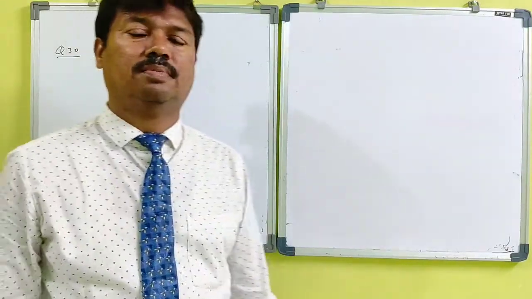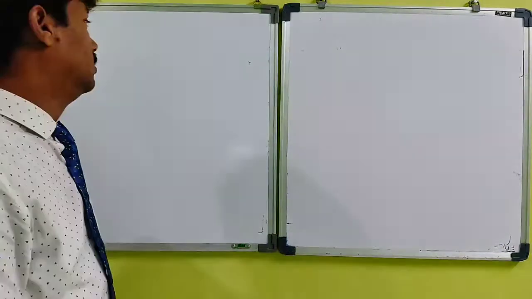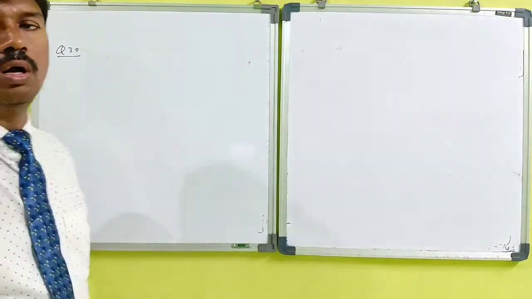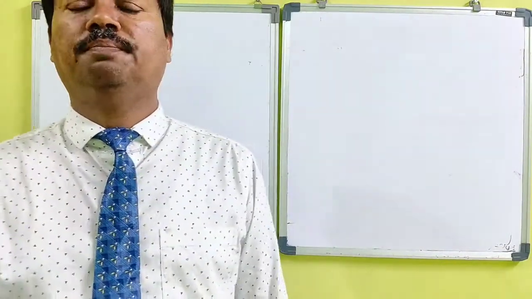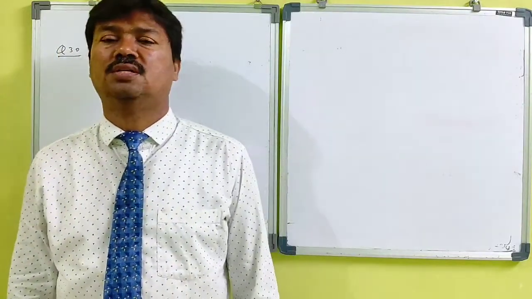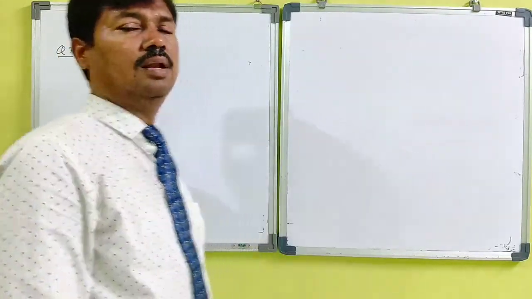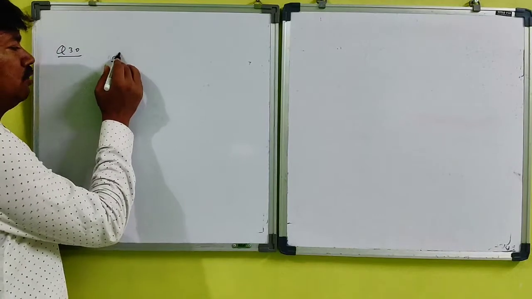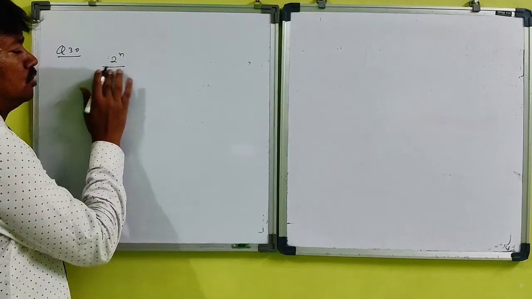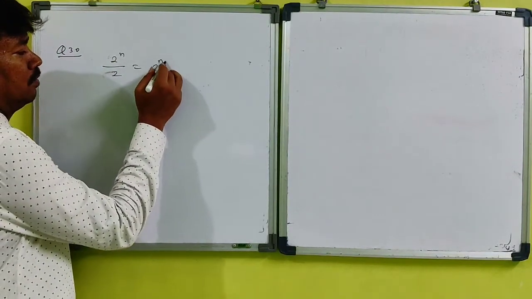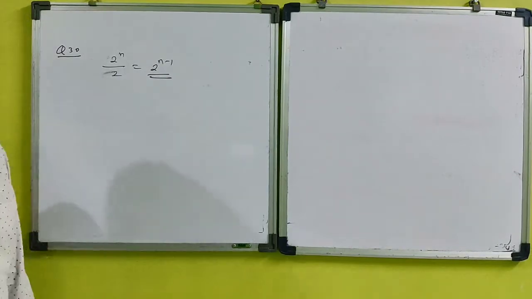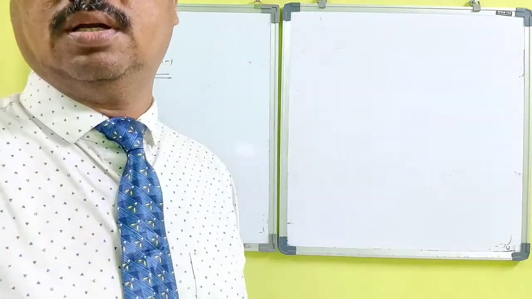Question number 30 is a simple formula. There is nothing in that. The sum of the odd powers: the sum of odd power coefficients and the sum of even power coefficients are equal. So it is always given by 2 raised to n upon 2, which is nothing but 2 raised to n minus 1. So that is the answer for this question.